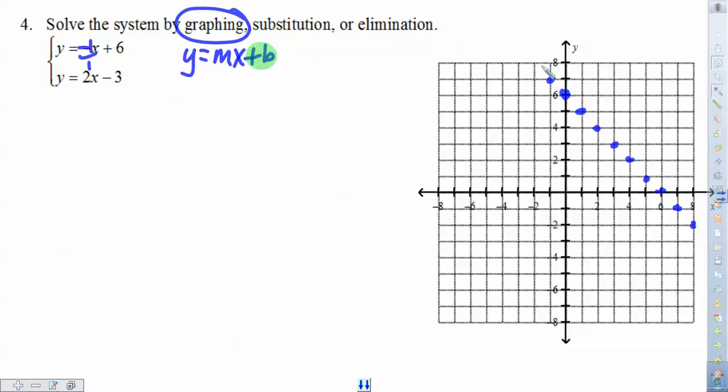When you run out of room, reverse it. You can make the line or don't make the line. It really doesn't make a difference. All we're interested in is where do these patterns cross. So slope-intercept form again here.